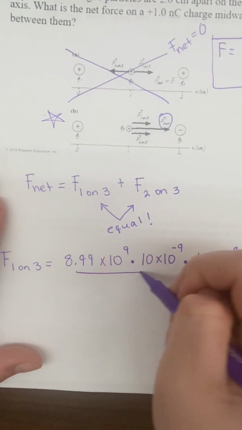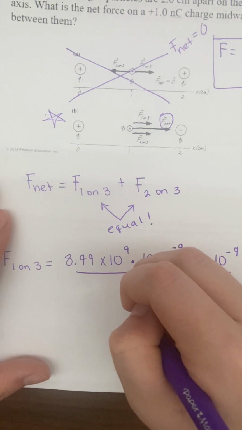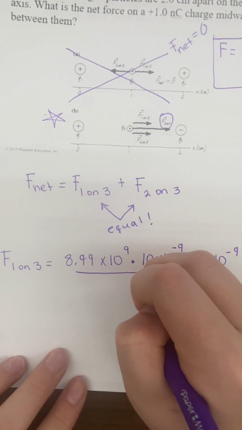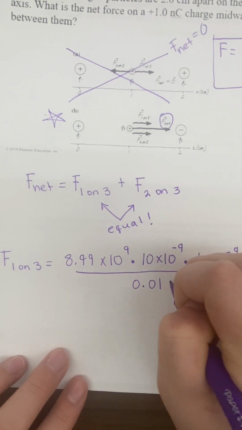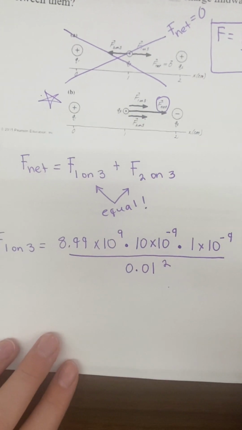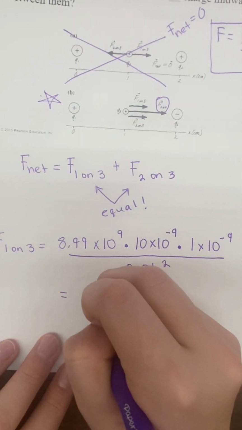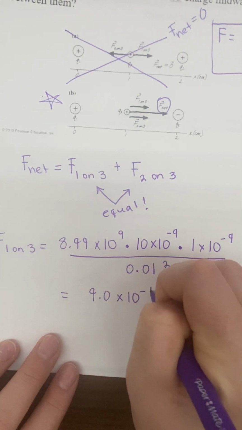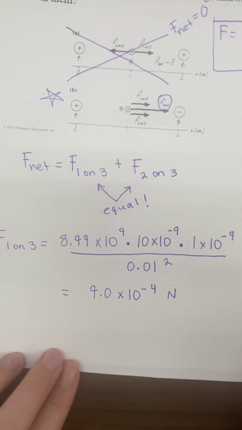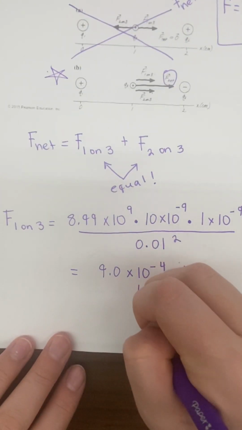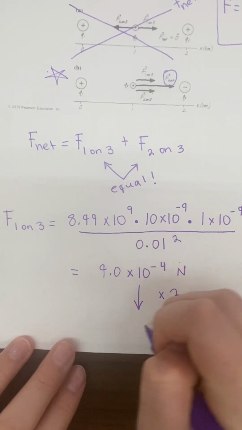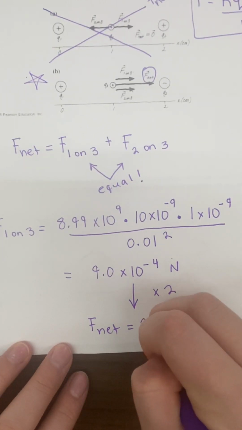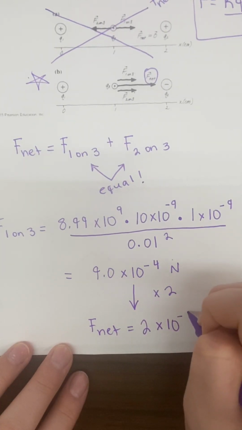Okay, and then we're going to divide by the distance between them squared. So 2 centimeters, halfway between them would be 1 centimeter. So 0.01 meters squared. Okay, if we type that all in our calculator, we get 9.0 times 10 to the minus 4 newtons. That would be one of the force vectors. And then we want to double it to get an F net of 1.8, rounding to 2. So 2 times 10 to the minus 3 newtons.